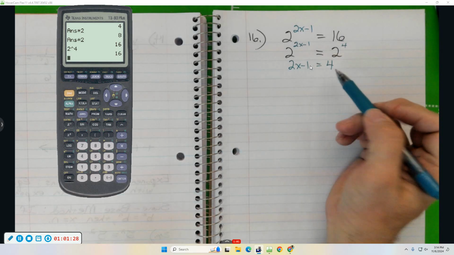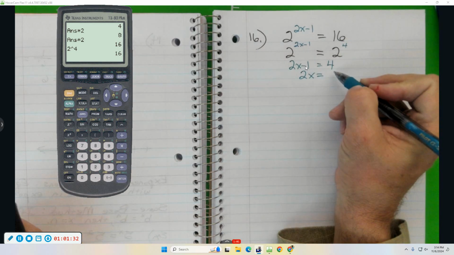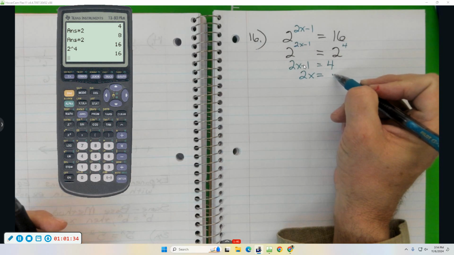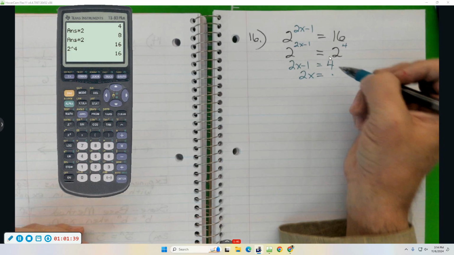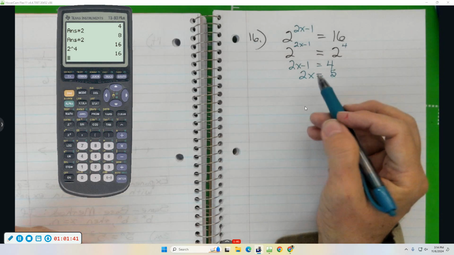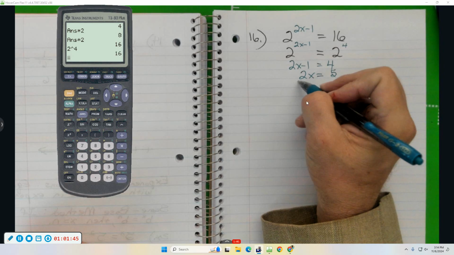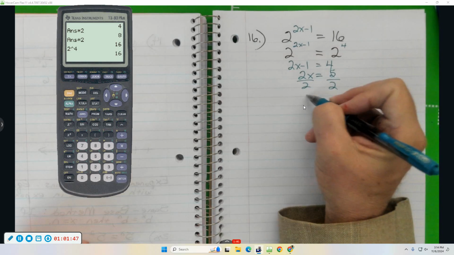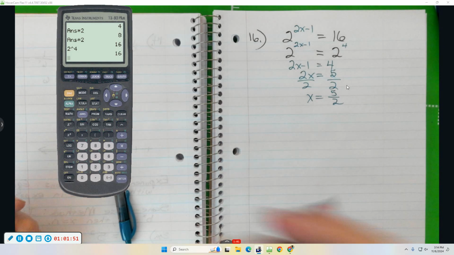I'd add 1 to give me 2x equals 5. How will we solve this equation? 2x equals 5, I agree. And then what will I do? Divide by 2 to get the x by itself to give us x equals 5 over 2 for our answer.